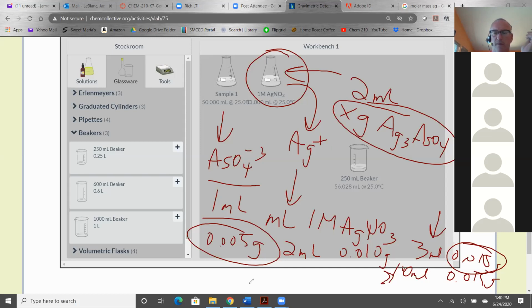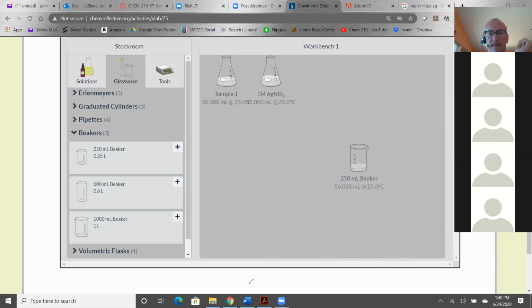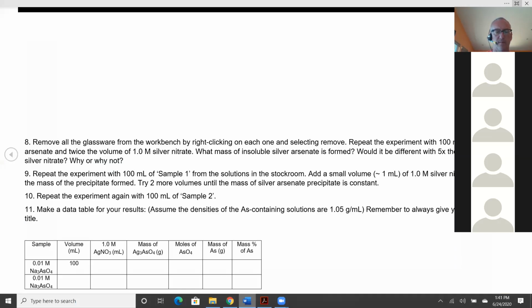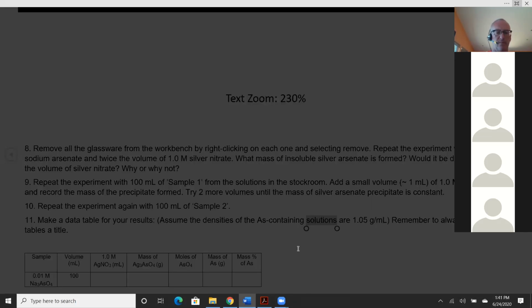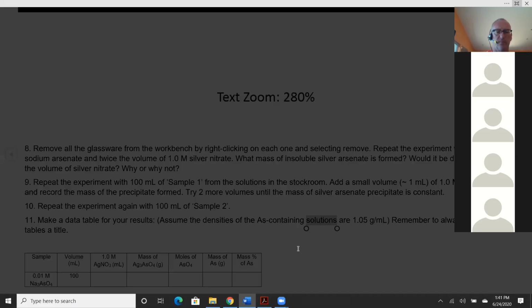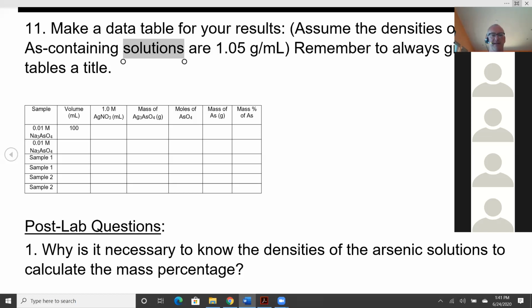So would we put 3 ml because that is already the max? Is that right? So what I would do is, let's come back to the, oh, okay, here's my data table. What I would do is, where's my drawing? Here we go.